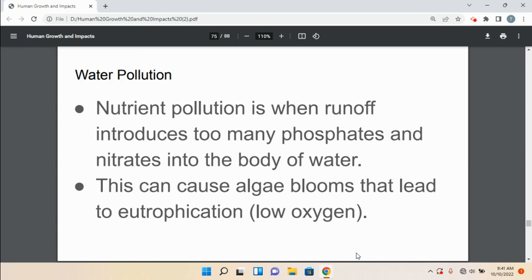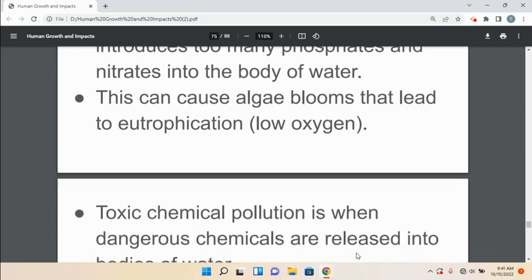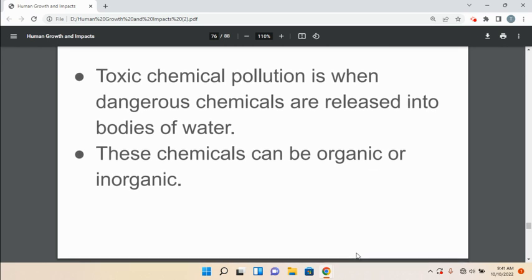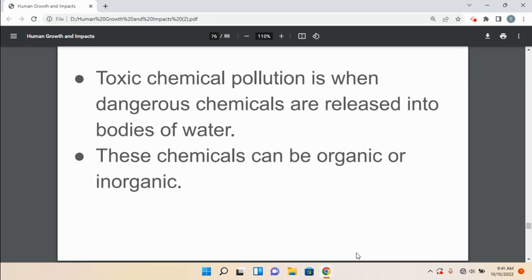And as we learned during our nutrient cycle unit, when the algae blooms, it can use up all the oxygen in a body of water and cause eutrophication, which can lead to die-off of any oxygen-needing organism, like fish. We have toxic chemical pollution.